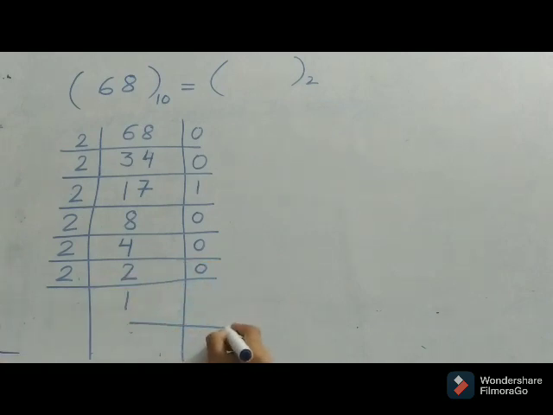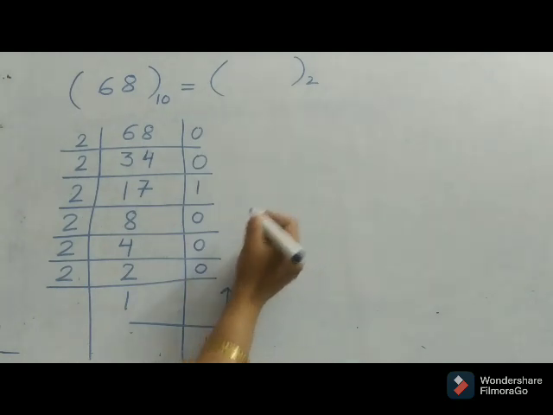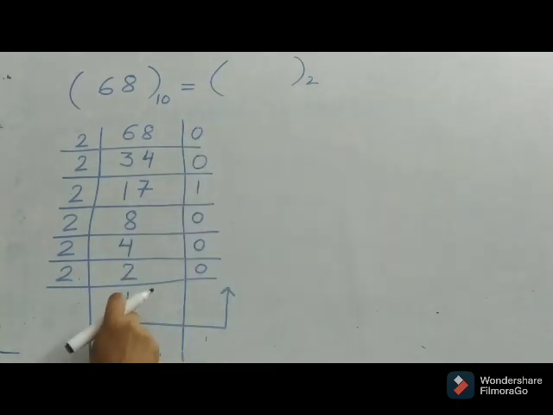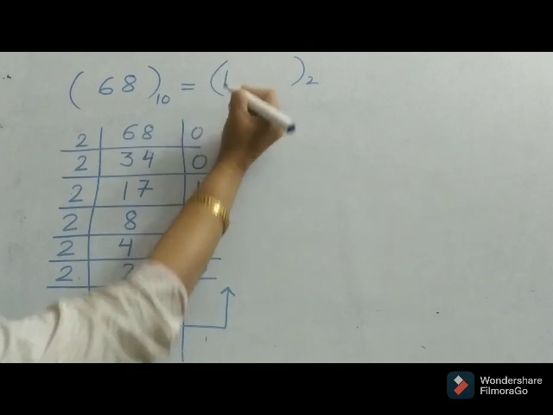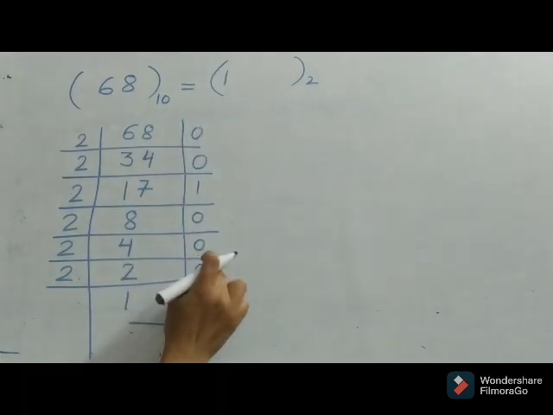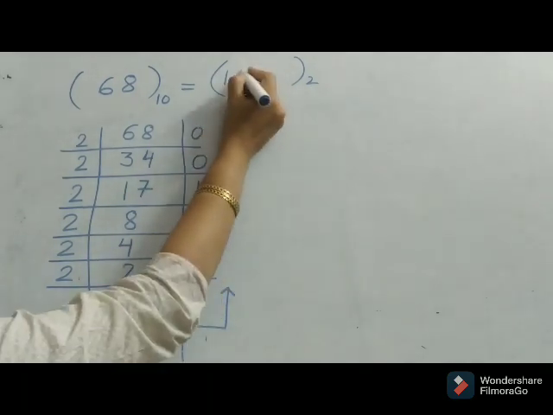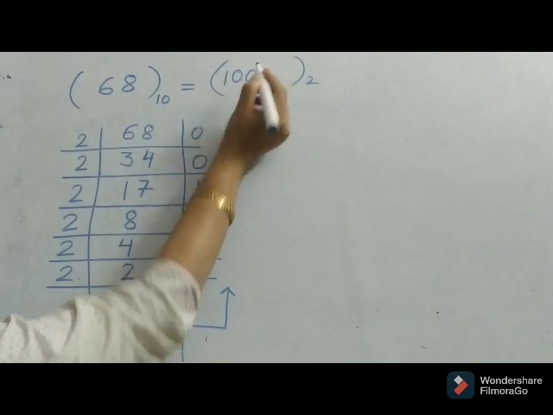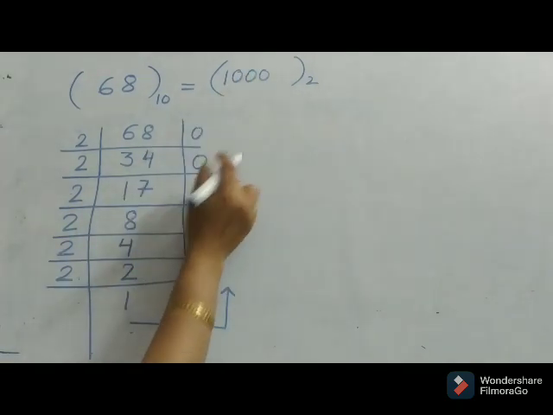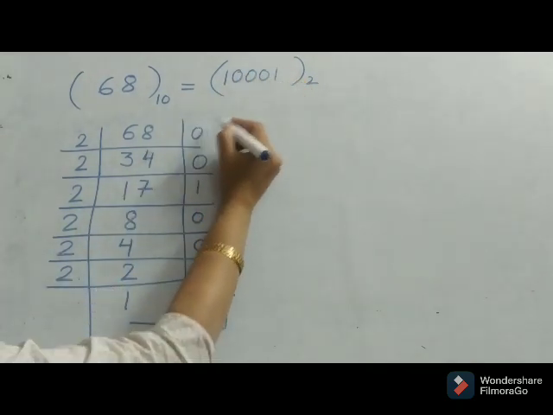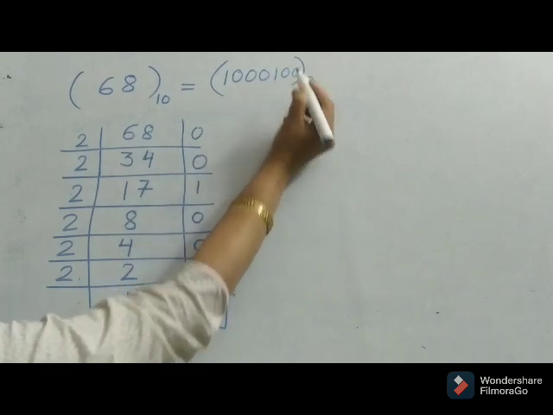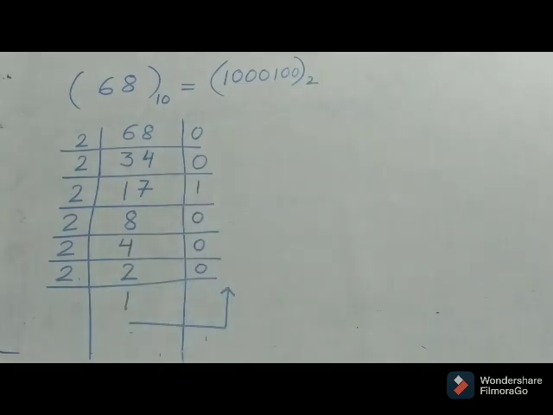So how do we have to write? We have to write from the bottom. So my first digit at the bottom place is 1. We want to write here 1. Then we have 1, 2, 3 zeros. Then I have 1. And then I have 2 more zeros. So the conversion for 68 is 1 triple 0, 1 double 0.